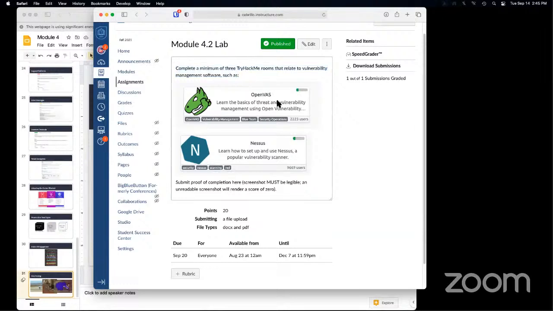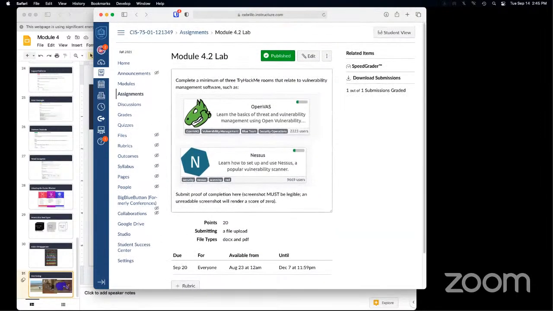Complete 3 TryHackMe rooms that relate to things like vulnerability management. So things like OpenVAS or Nessus. That is your lab this week. Getting some hands-on time with some of the tools that are used for vulnerability management. Sound good? Excellent.